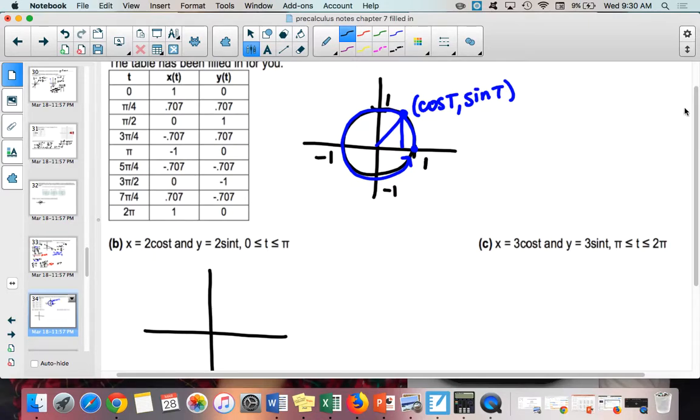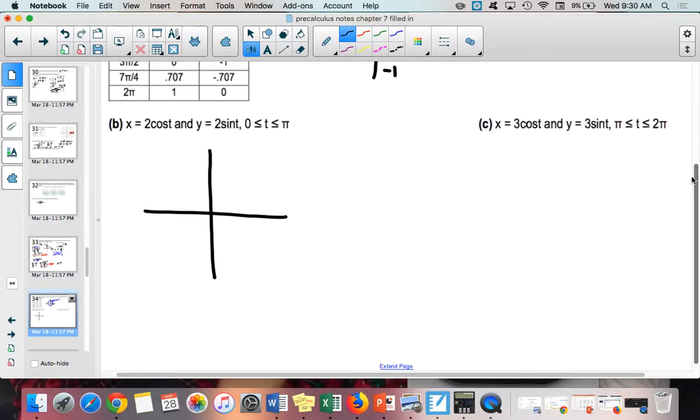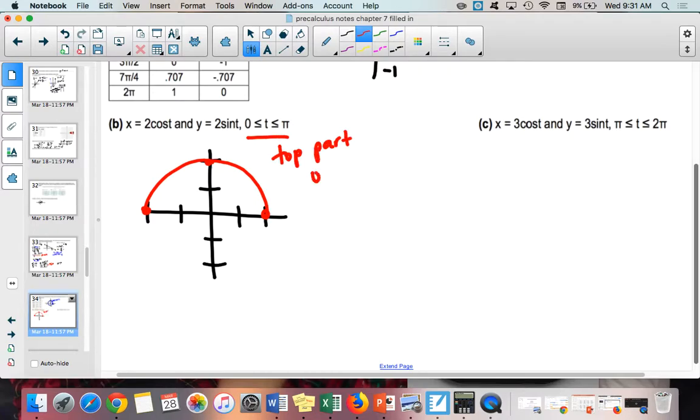Greta? So when it's between 0 and pi, what does that mean? What do you guys think that means? It's in the first quadrant. Well, not just the first quadrant, the first and the second quadrant. So we're going to have here to here, and it's just going to be a semicircle. Makes sense? We don't go all the way to 2 pi, so it's just the top part of the circle.